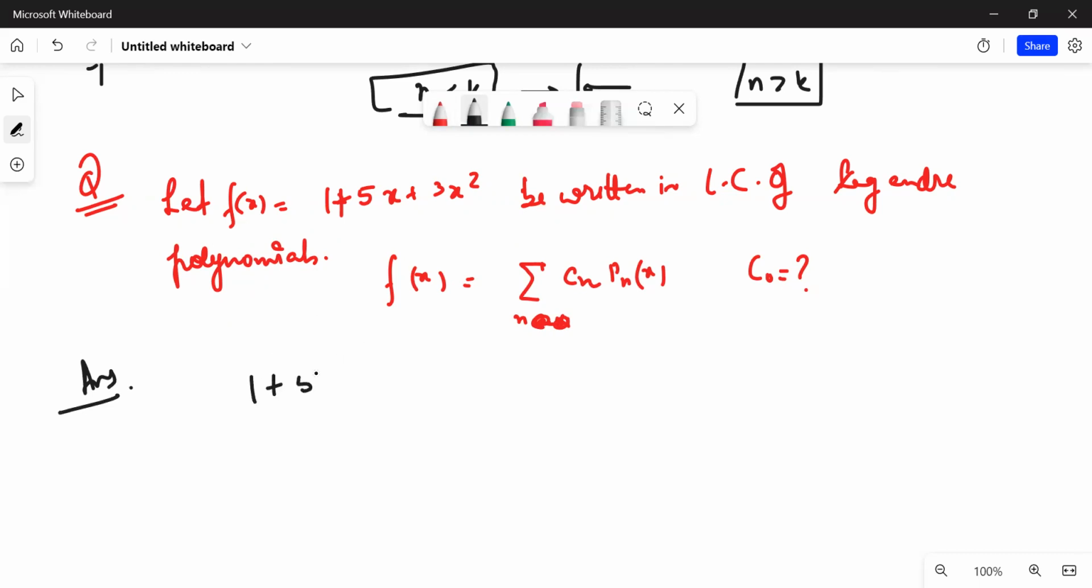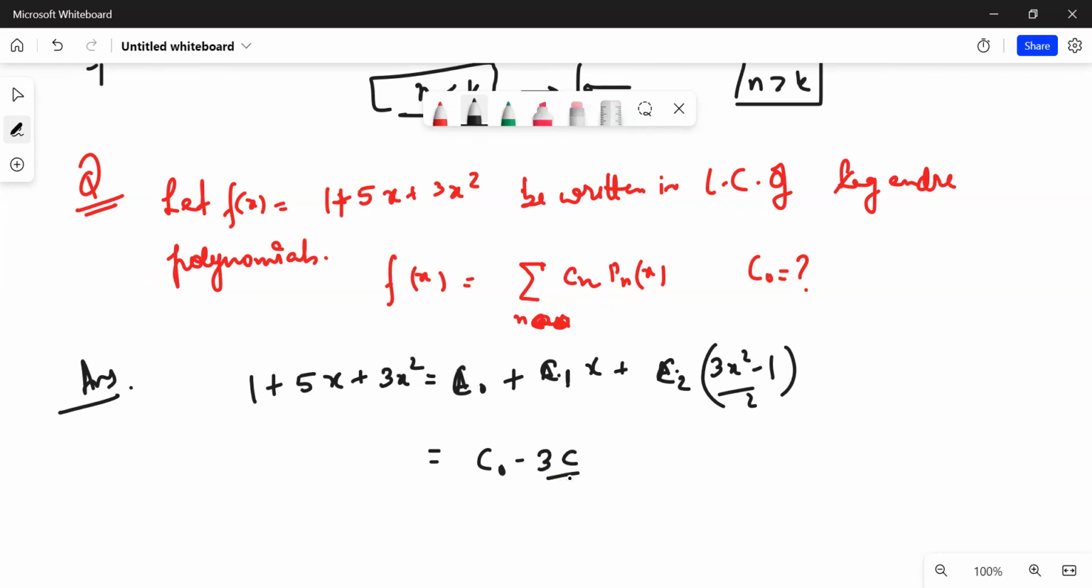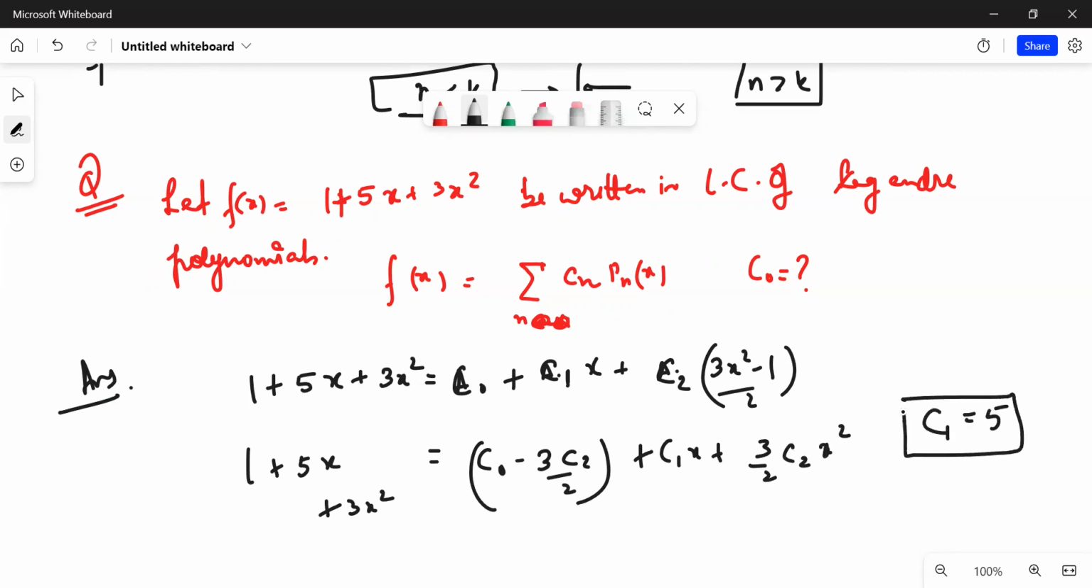So how to do this? I'll write 1 plus 5x plus 3x square as c0 plus c1 x plus c2, and then I will write 3x square minus 1. Is that clear? So eventually I'll write c0 minus c2 by 2 ... it is 1 plus 5x plus 3x square. So plus c1x plus 3 upon 2 c2x square. So clearly your c1 is 5. Your c2 is, I think, 2, right? So if you compare, c2 is 2. And your c0 minus c2 by 2 would be equal to what? Because c2 is 2. I hope I didn't make any mistake in this, let me check.